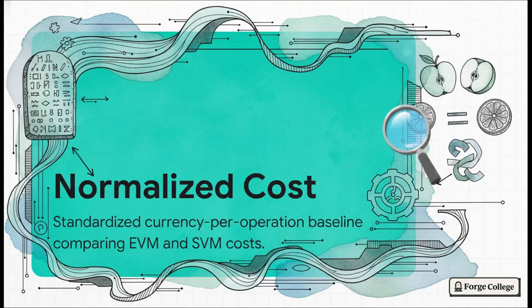To keep both of those readers anchored, your core narrative has to heavily rely on the concept of normalized cost. This is your single, standardized currency per operation baseline. By converting native EVM gas and SVM compute units into a single metric, you're providing a true apples-to-apples comparison. It's essentially the Rosetta Stone that makes your entire report readable to anyone who picks it up.